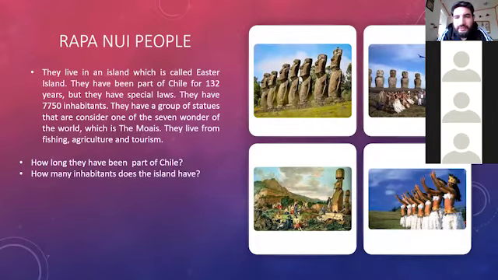How many inhabitants? Can you look it up on the text? You can find the answer in the fourth line. Excellent. 7,750. Excellent, Diego and Esteban. Well done, guys.